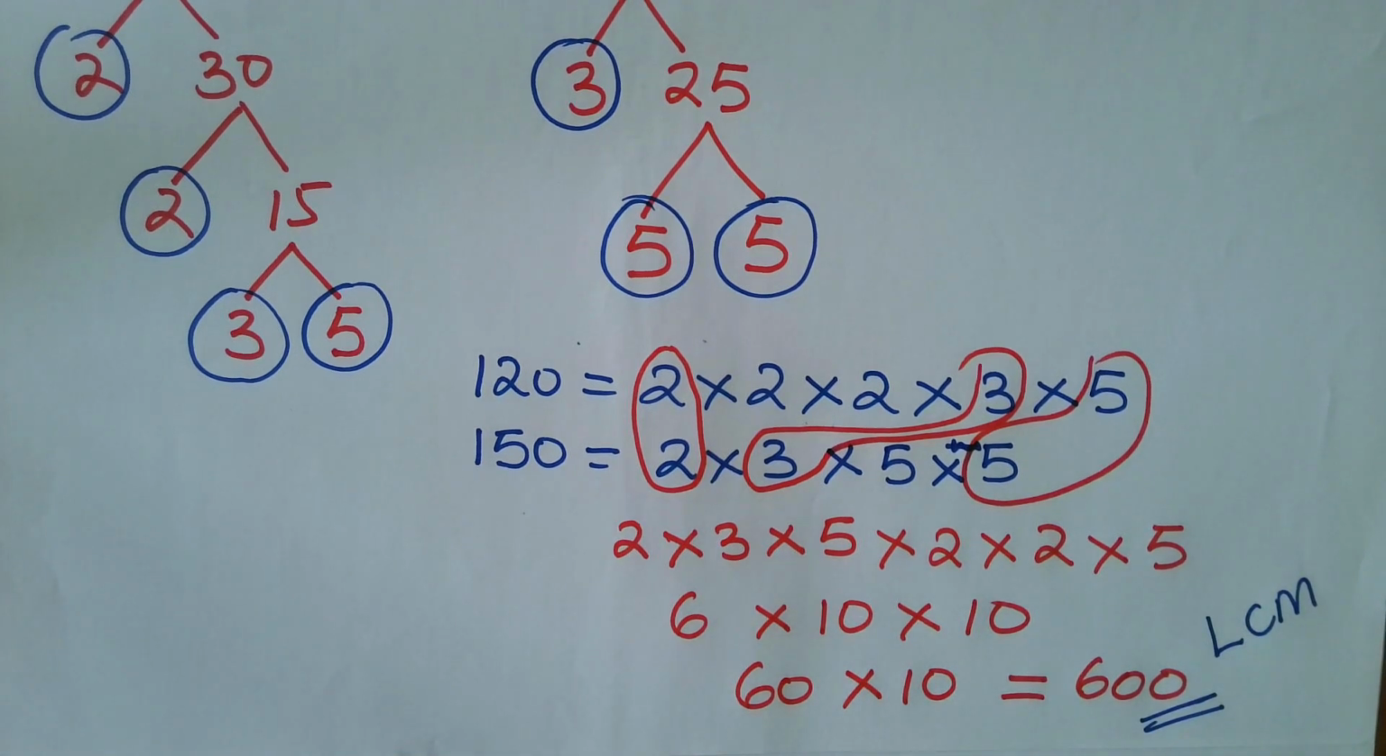So always know the difference between lowest common multiple and the highest common factor. Highest common factor, we have to choose the common numbers and multiply them. But the lowest common multiple, after choosing the common numbers, we're also going to include the numbers that are not common. That is what we call the lowest common multiple.